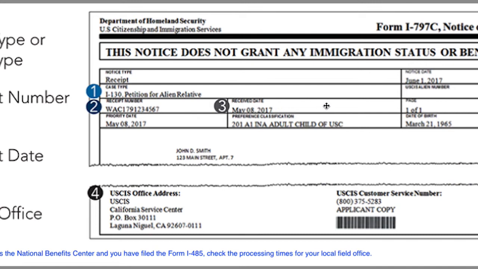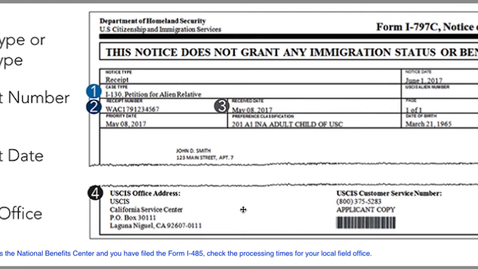Then, over here, you have your receipt date. This one says May 8th, 2017, and that's the receipt date. That's the date that the Immigration Service received your application.